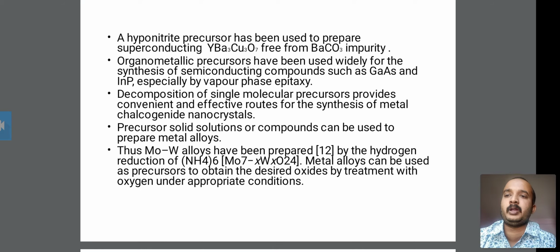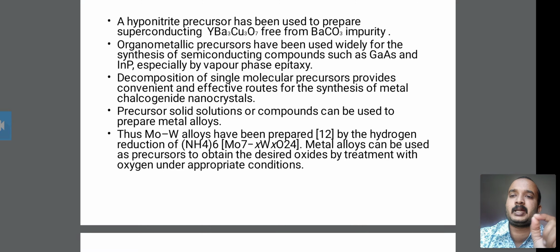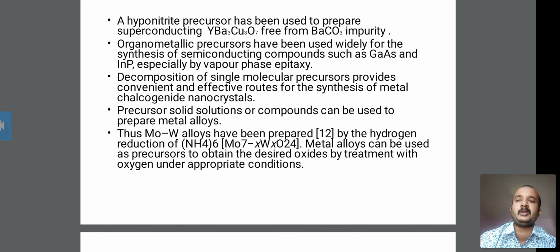Then the next point: organometallic precursors have been used widely for the synthesis of semiconducting compounds such as gallium arsenide and indium phosphide, especially by vapor phase epitaxy. So for the synthesis of semiconducting compounds you use the organometallic precursor.